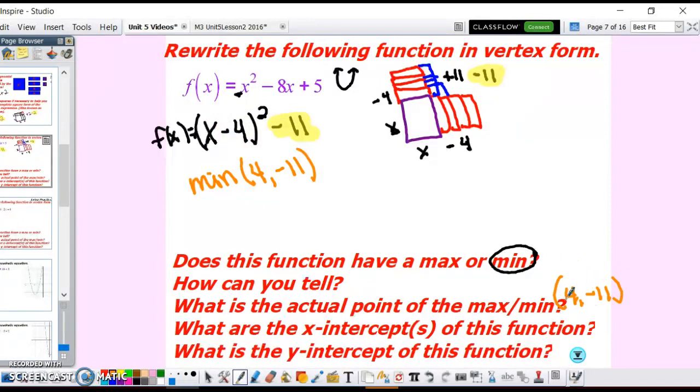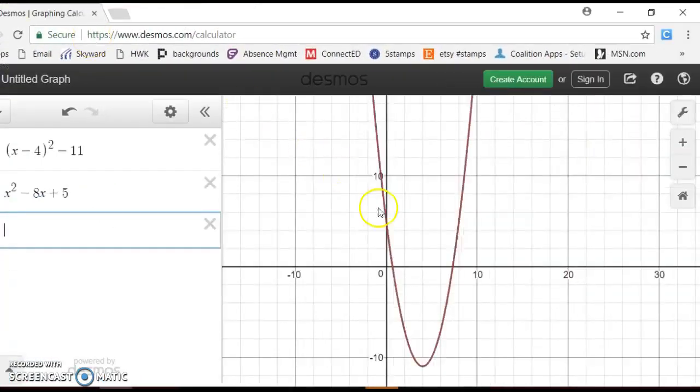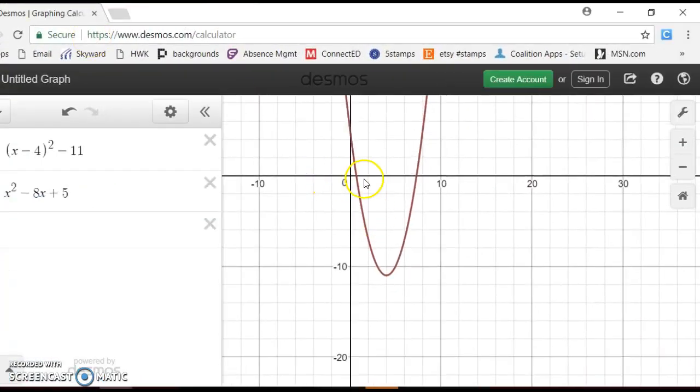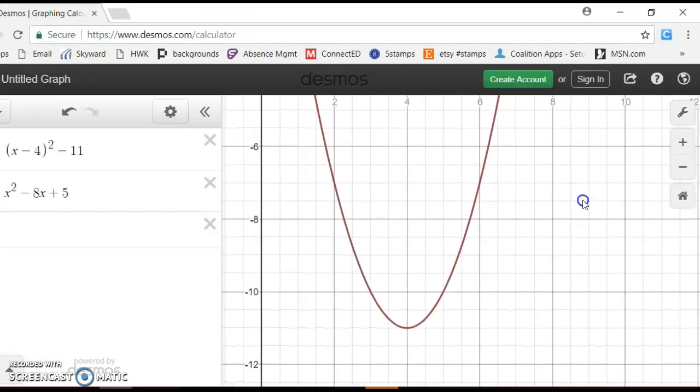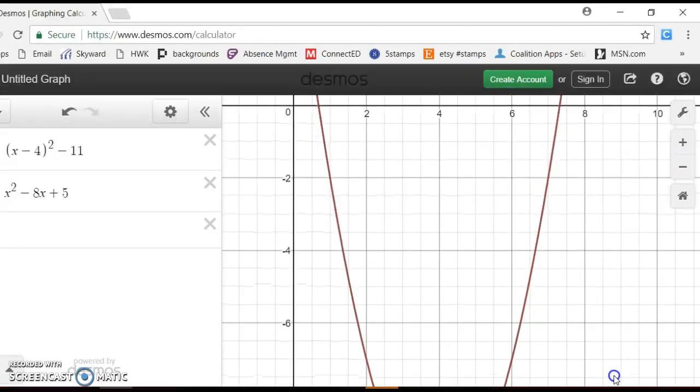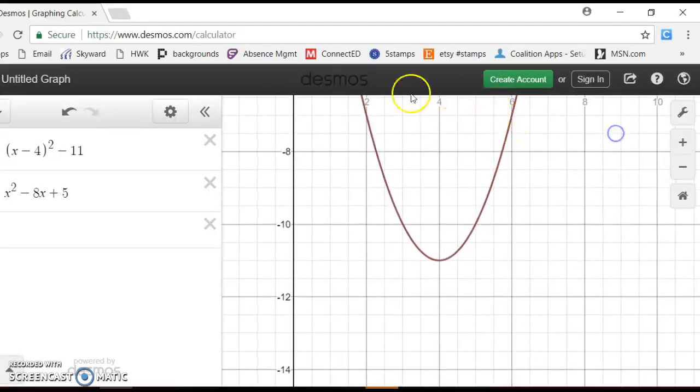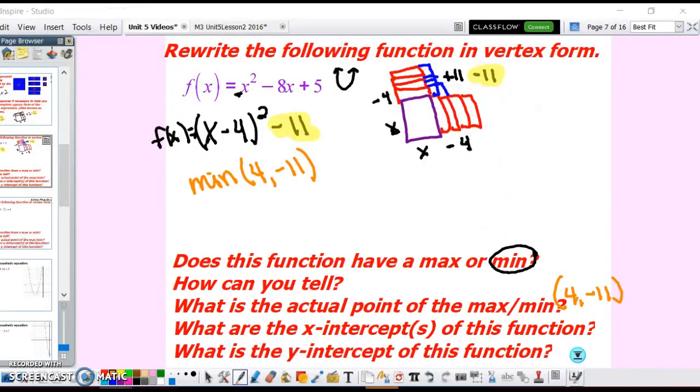Now we can go back and check that on the graph that I had made on Desmos. If I zoom in down there, we go over to about what would probably be 4. Go down that line of 4, there's my 4 and negative 11, so that does follow through. And I didn't even need to use the graph, I just checked it.